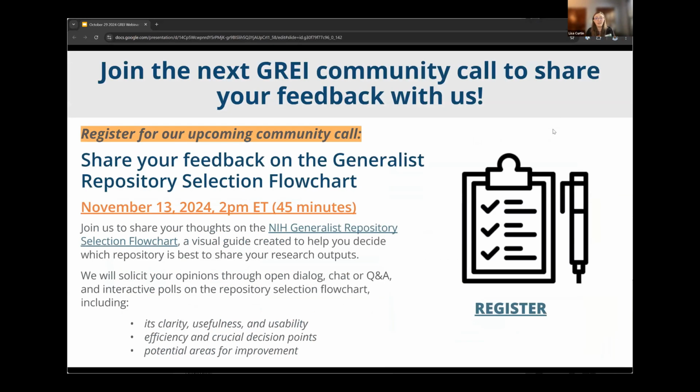We are having a community call in a couple of weeks, so if you want to register for that, that would be great. We're seeking feedback on the Generalist repository selection flowchart. We've basically made version 1, and that's what we showed earlier in this presentation. But we'd love to get feedback as we plan to develop the next version of that and make sure that it's a really clear and useful resource for you all. So that is that. I think that's everything.